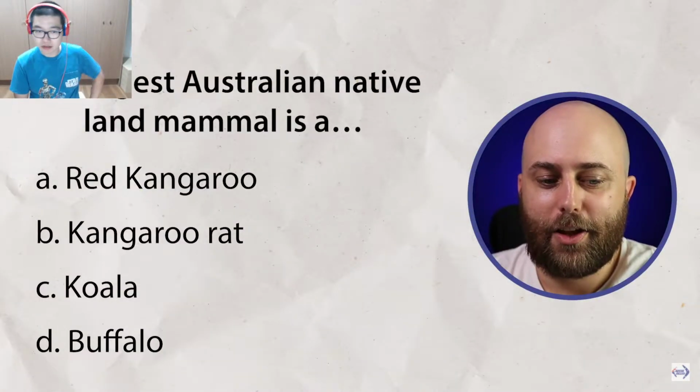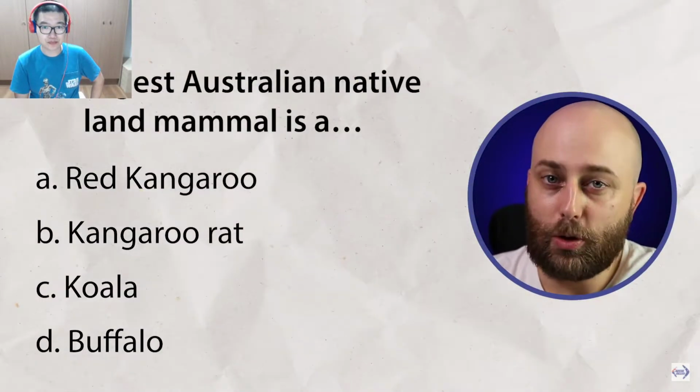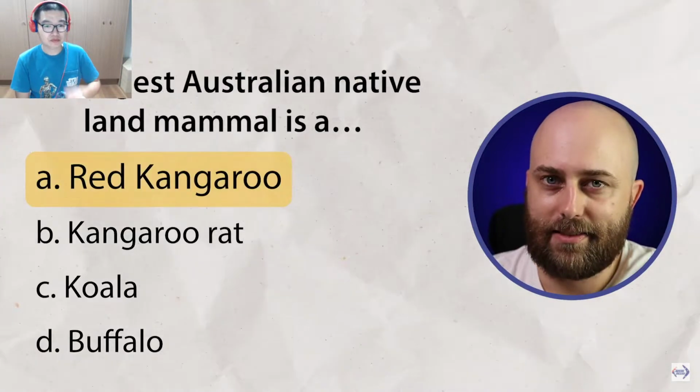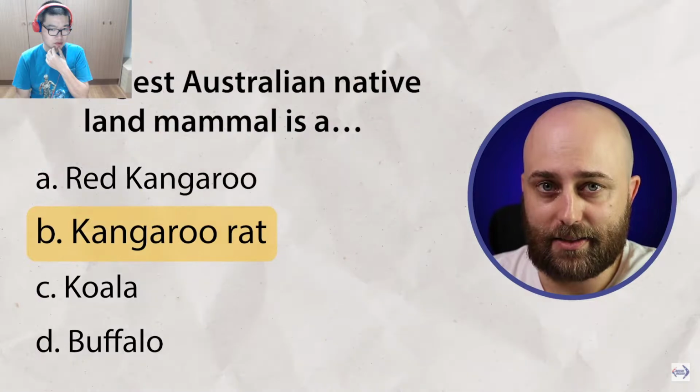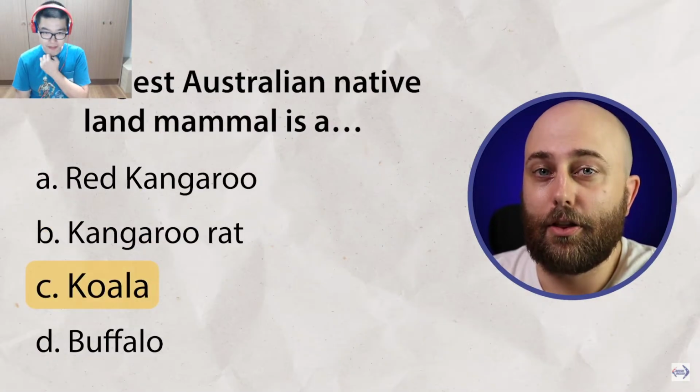Question 9. The largest Australian native land mammal is A. The red kangaroo. B. The kangaroo rat. 这个太简单了吧。C. A 吧，The koala.